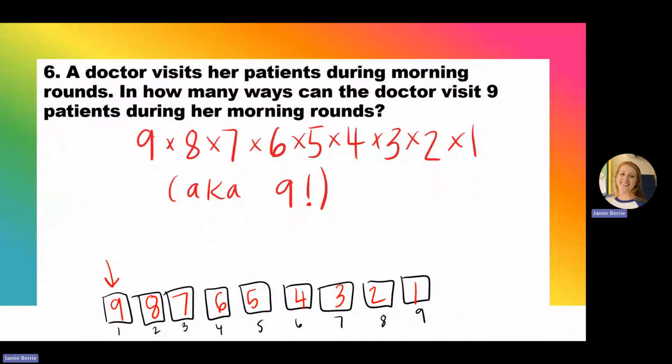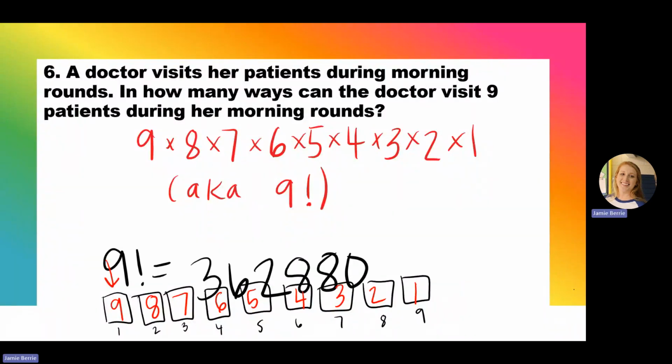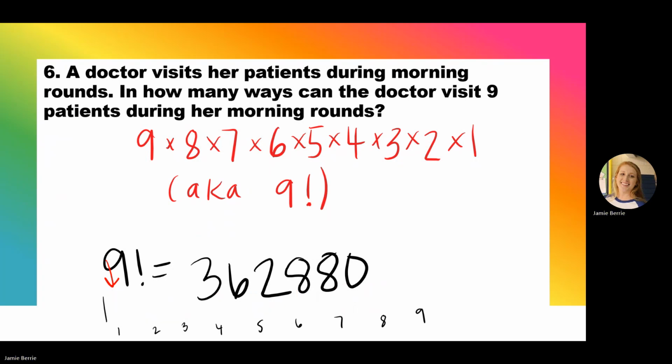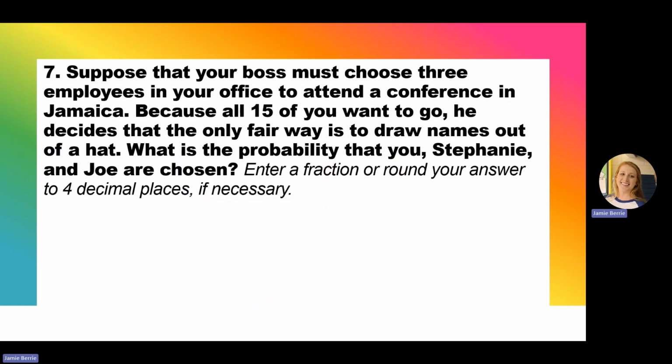The question said, how many ways can she visit her patients? 9 factorial is 362,880. So she has 362,880 ways that she could visit her patients. She could go to patient A first, then patient B, then C. Let's say she could go in alphabetical order. Then she could go patient C first, then patient A, then B, then D, then E, and so on. So there are 362,880 ways that she could go visit her patients.